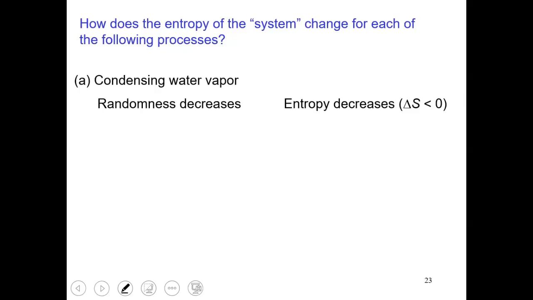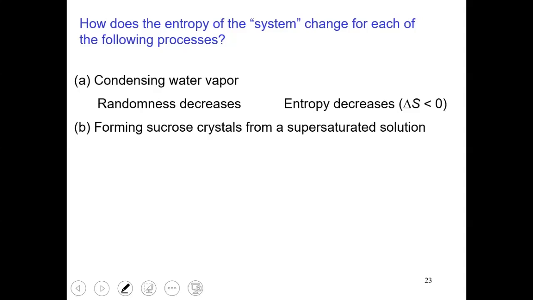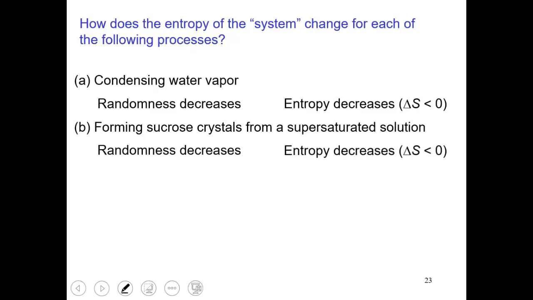All right, how about this one? I'm going to make a supersaturated solution of sucrose, and I'm going to crystallize it. I'm going to form sucrose crystals from a supersaturated solution. Randomness decreases again. You're going from a dissolved substance to a solid substance, right? The solid crystal has many, many fewer ways of distributing its particles. So this process should also have a negative delta S.